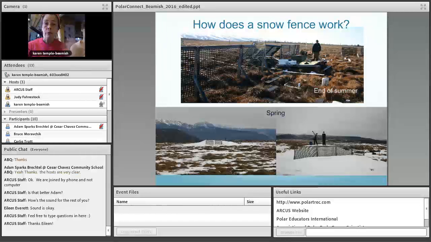And so once spring arrives, it's really important for the researchers to get out there and remove that snow so that it doesn't introduce variables that they don't want to affect their data. So a week of heavy snow shifting happens in the late spring or early spring. So next slide, please.